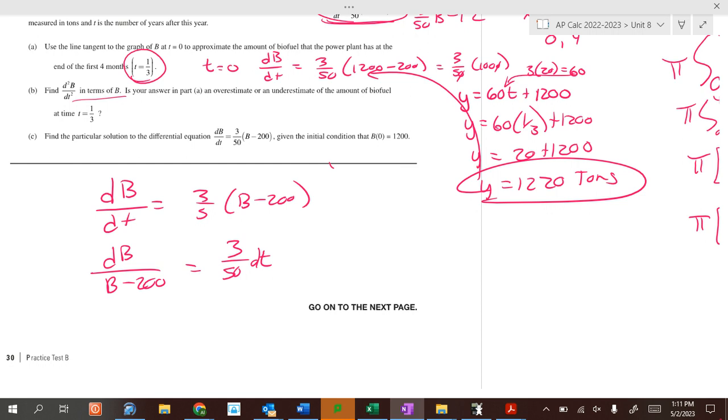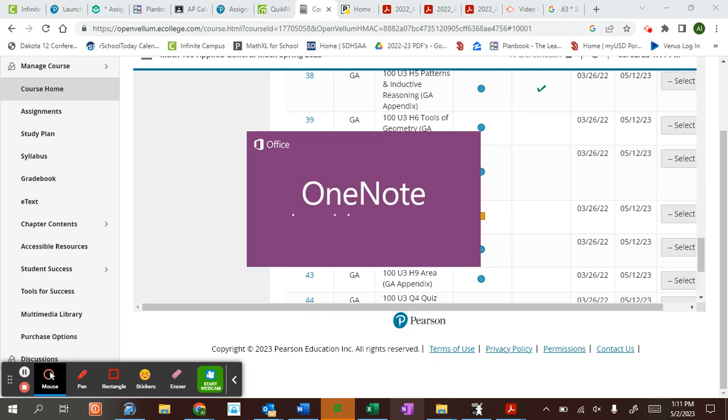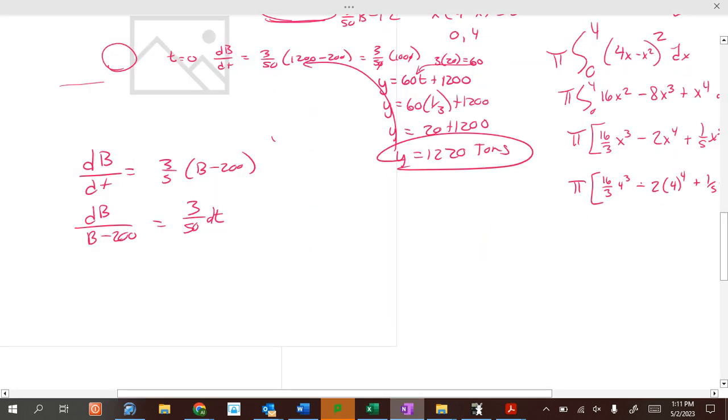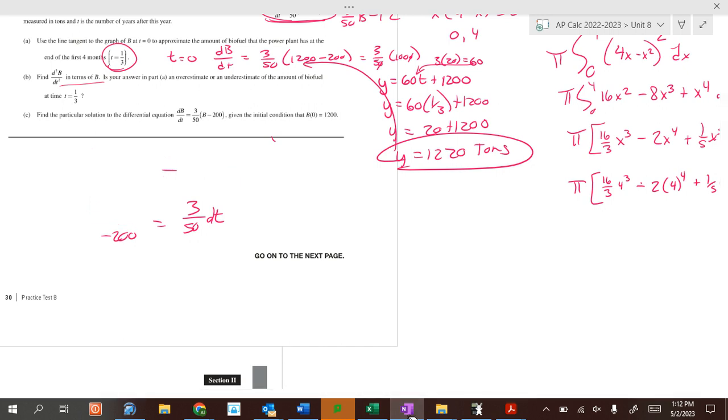Or was I right? No, that, what am I doing? That's the integration. That's, oh. The second derivative of that.